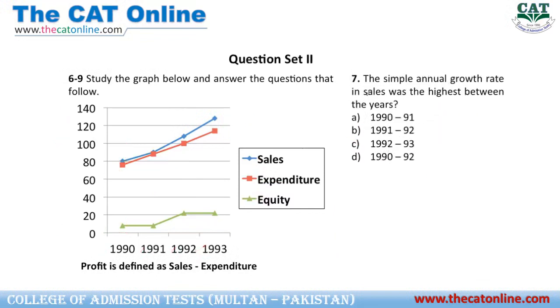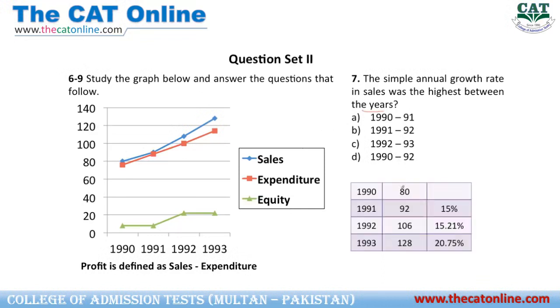The simple annual growth rate in sales was the highest between which of the following years? Now this means that I have to calculate the growth rate in sales. So I've calculated here in this table. In 1990 the sales was 80, grew to 92 in the year 1991, then to 106, and then finally to 128. I've calculated the growth rates here. This has been calculated as 92, which is the final value, minus 80, which is the initial value, divided by the initial value 80 into 100. So this gives me a 15% increase.